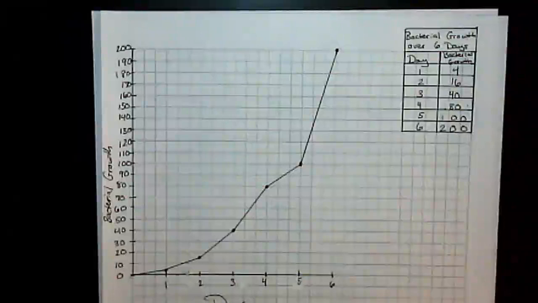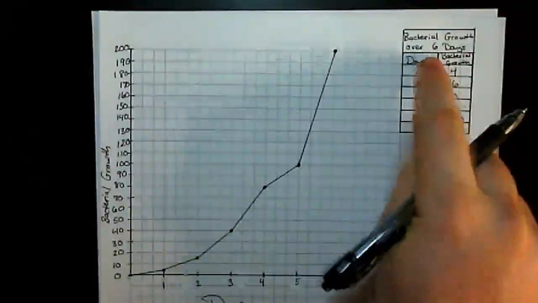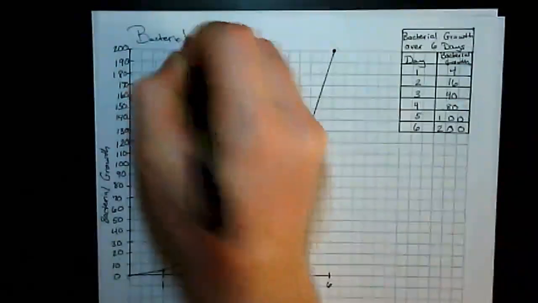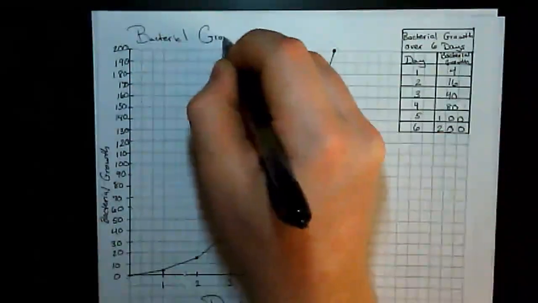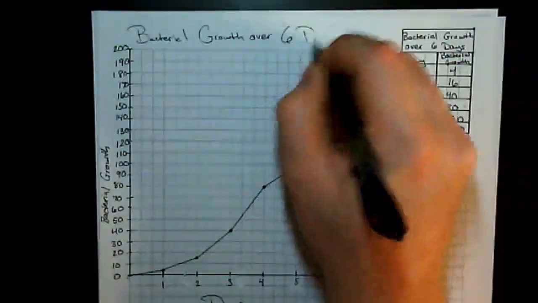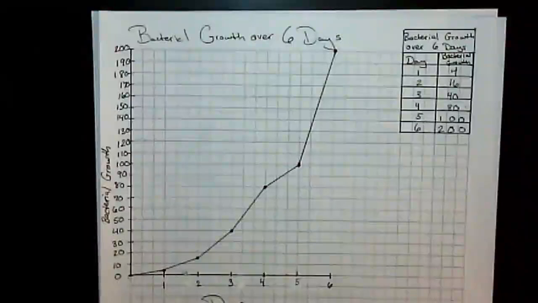Okay, good. Now the very last thing that we need, hopefully you caught it and already have it, we need a title. So we're just going to use the same title that's over here, which was just bacterial growth over 6 days. And we have our graph.